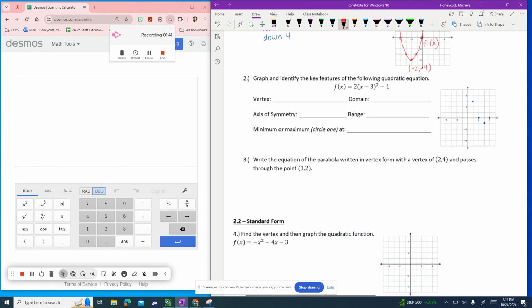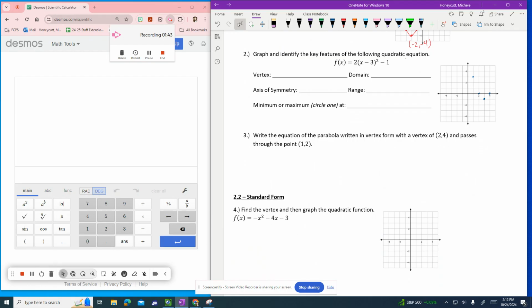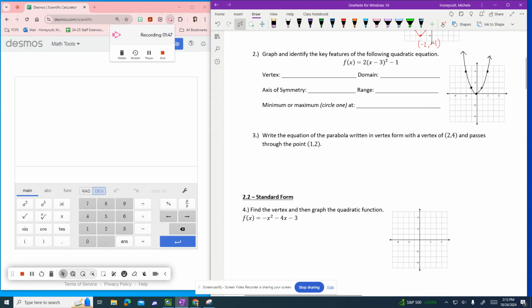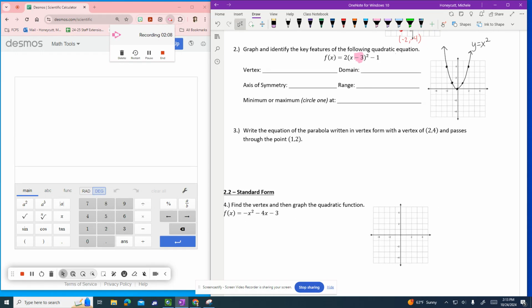Number 2 also has you graph. So we'll start off with the parent function. And so we notice that the parent function is y equals x squared. And when you perform order of operations, you always start in order of operations. So order of operations say that we start with the minus 3 inside the parentheses. So inside the parentheses, if we are subtracting 3, that is an indication that I'm going to shift all my points to the right 3 units.